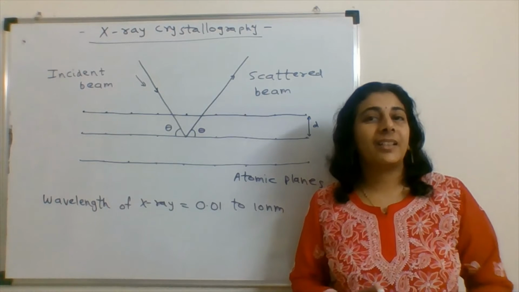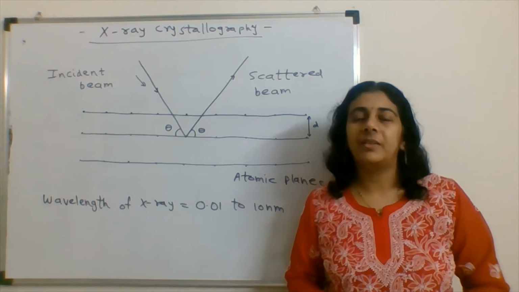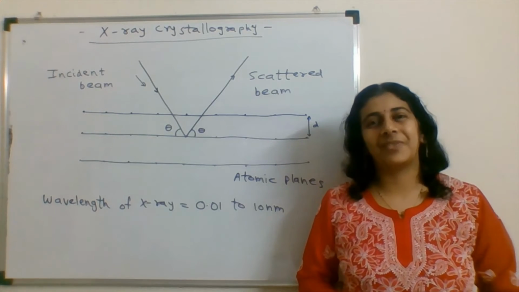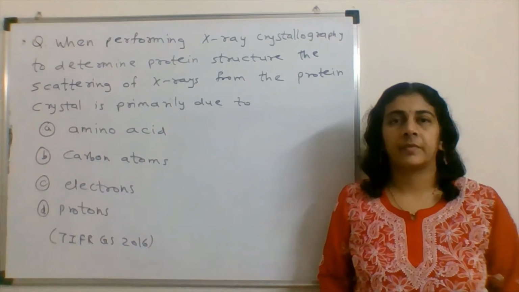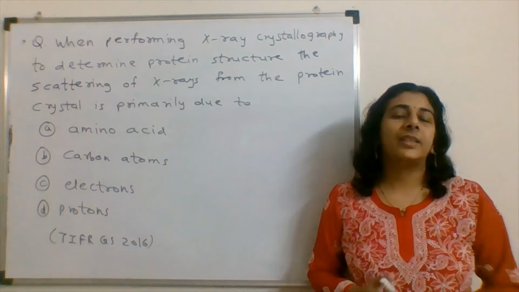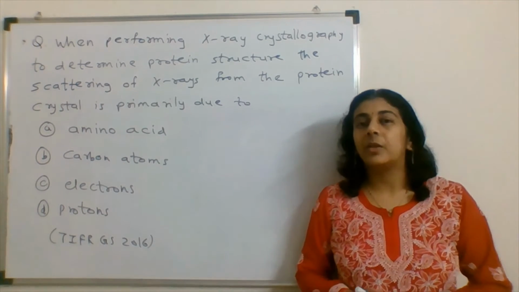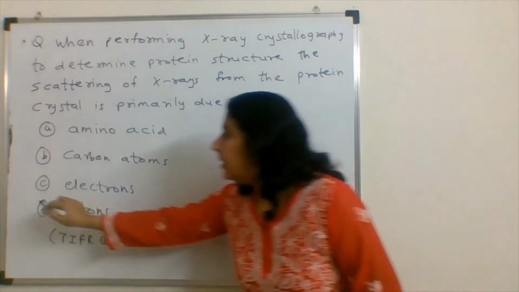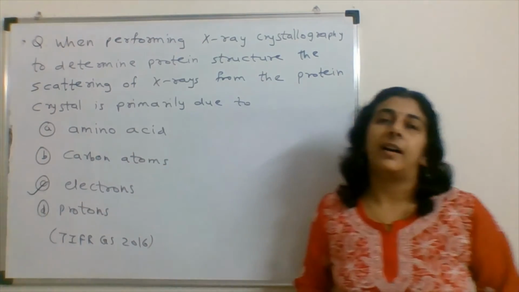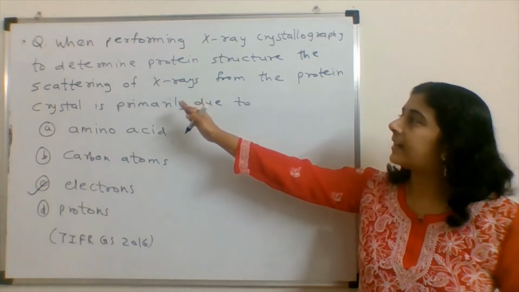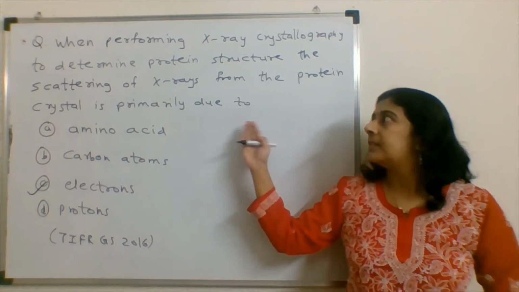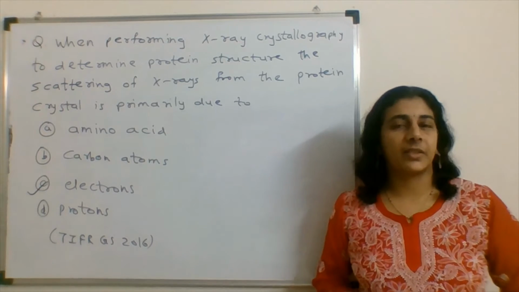So remember that electrons are responsible for the scattering of X-rays and not the nuclei of the atom. So with this discussion, we find that option C is the correct answer for this question. Electrons are required for the scattering of X-rays from the protein crystal during the X-ray crystallography.